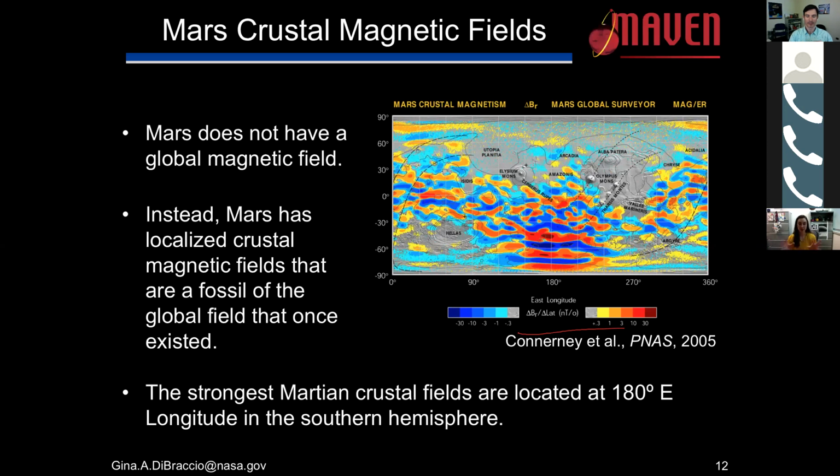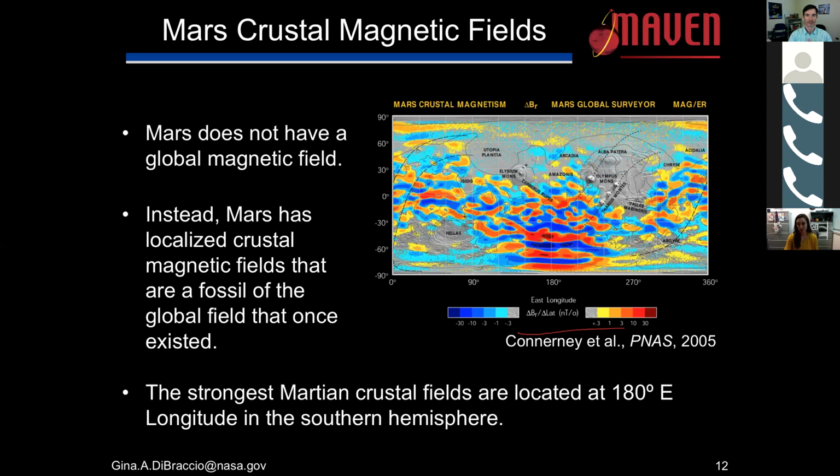They're patches and pockets. And so I'm showing you a map on the right of these crustal magnetic fields at Mars. So this map is showing you the features of Mars, and then over top, the red and the blue regions are the areas where we have these crustal magnetic fields existing. And so red and blue is just showing you the radial direction, whether these fields are directed out of the planet or into the planet.